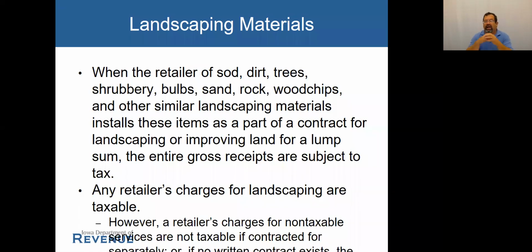Landscaping materials include sod, dirt, trees, shrubbery, bulbs, sand, rocks, wood chips, and other similar materials. So when the retailer of sod, dirt, trees, and other similar materials installs these items as part of a contract for landscaping or improving land for a lump sum, the entire gross receipts are subject to tax. Any retailer's charges for landscaping are taxable. However, a retailer's charges for non-taxable services are not taxable if contracted for separately, or if no written contract exists, if the charges are itemized separately on the invoice.